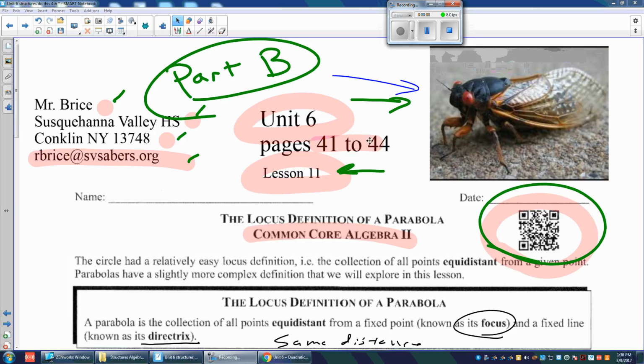We're in Unit 6, pages 41 to 44. In fact, we're on page 42 today because this is Part B. We're in Lesson 11. We're dealing with loci. No, not locus. It's locus.